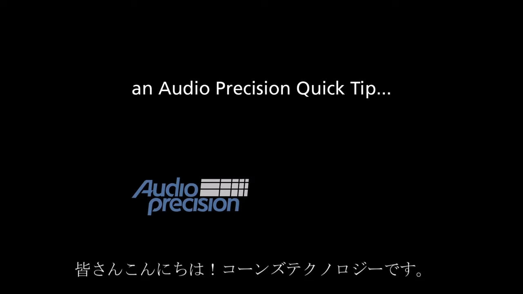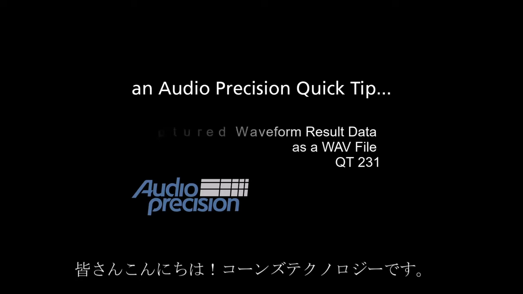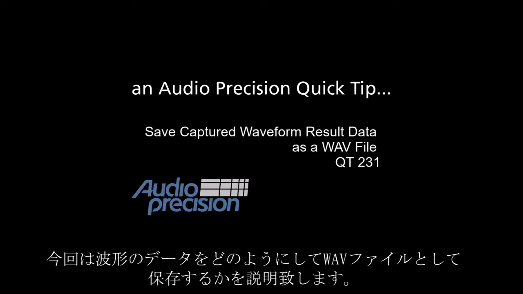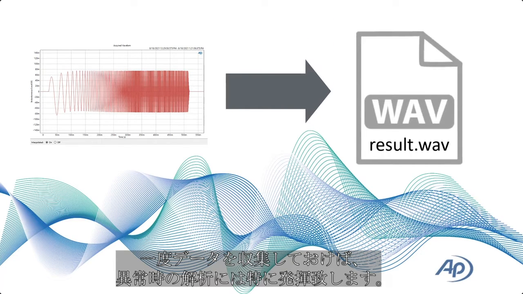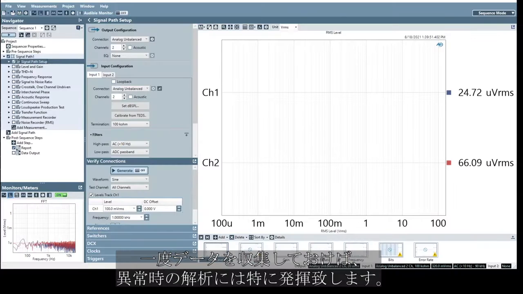Quick Tips provide a brief look at an APX 500 feature or function. This quick tip demonstrates how to save captured waveform result data as a WAV file. An exported WAV file from acquired signal result data can be useful for later analysis and playback. It is especially useful if an anomaly is encountered during acquisition. The result data can be exported once the acquisition is complete and used to identify the anomaly.